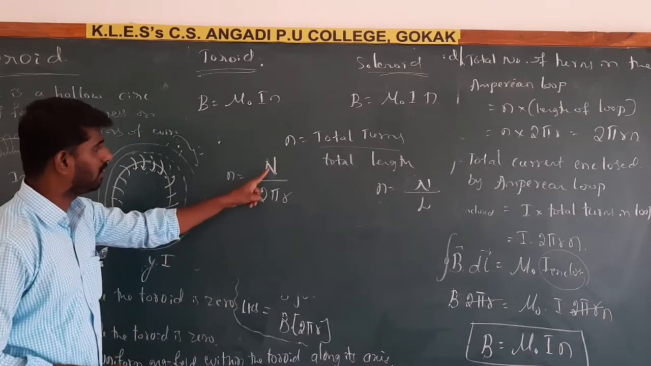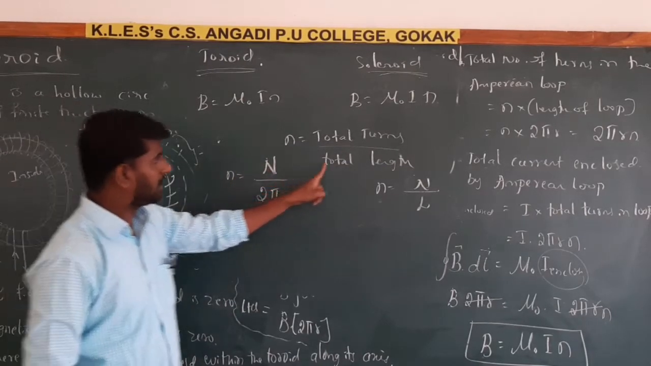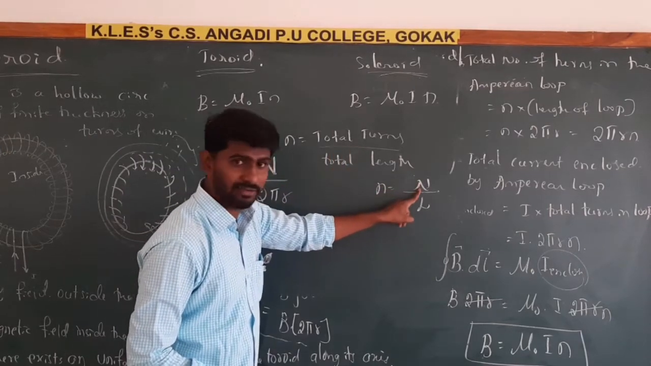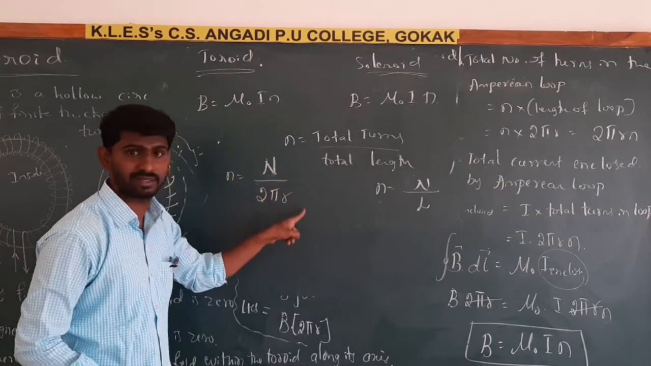So this is n, small n, equal to total number of turns divided by total length, it is 2 pi r. For the solenoid, total number of turns divided by total length. Here you will write direct length, here you will write its circumference.